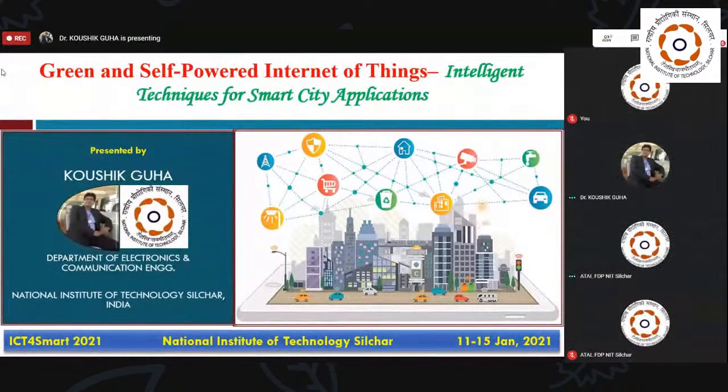So today, the theme of the workshop is very pertinent and relevant in today's modern era. That is the smart city. And I'll be talking on the topic of green and self-powered Internet of Things. This is the first day. I think the two speakers have already talked about different issues and topics of smart city applications. And I hope that in the rest of the 4 days, many dignitaries and distinguished speakers will talk about other research topics. I have chosen this topic because I work in the area of energy harvesting.